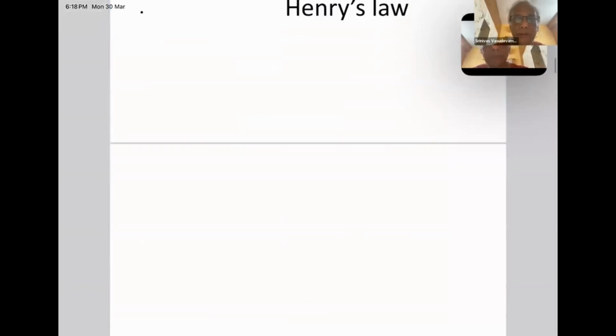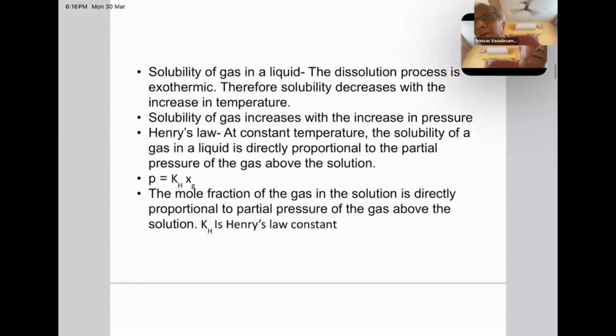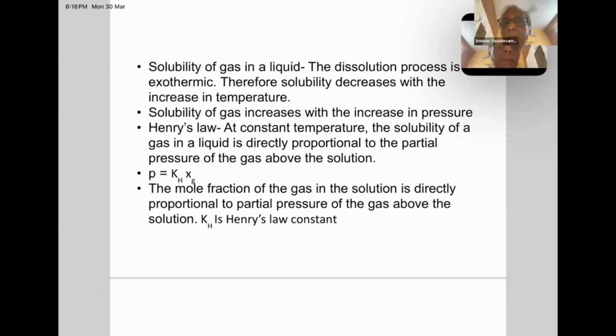Henry's law. Basically, we discuss the solubility of a gas in a liquid. Solubility of a gas in a liquid is an exothermic process. In 11th standard, you studied that exothermic reactions are not favorable at a higher temperature. Therefore, solubility of a gas in a solvent decreases as the temperature increases, whereas solubility of the gas increases with the increase in pressure. As the pressure increases, solubility of a gas in a liquid will increase. As the temperature increases, solubility of a gas in a liquid will decrease.